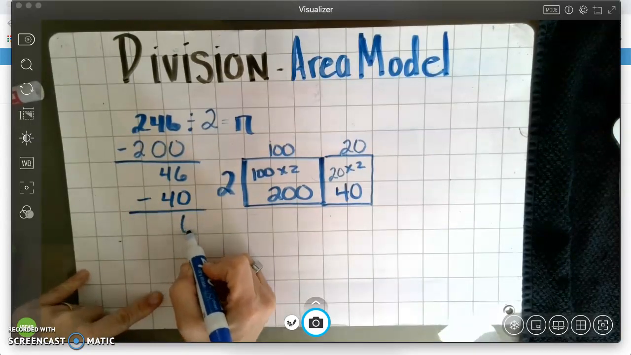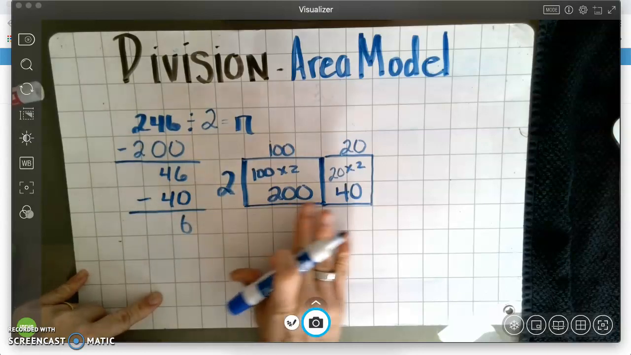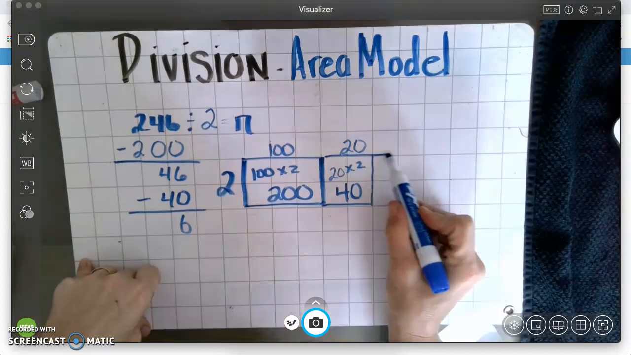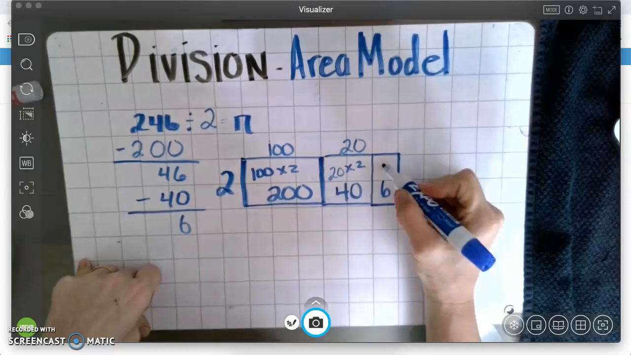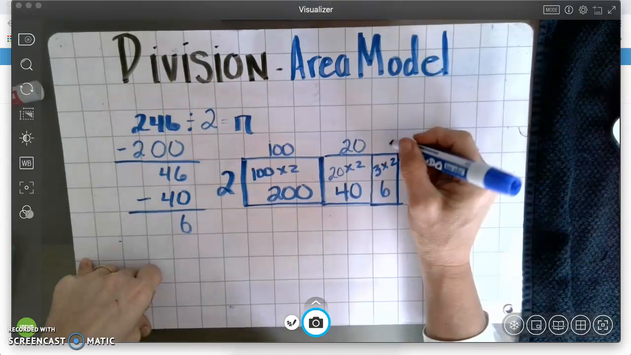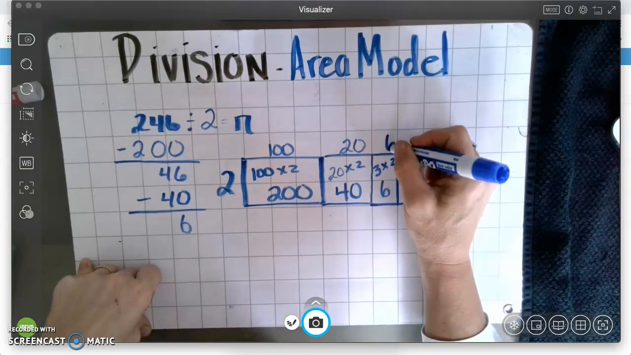So let's imagine our construction site. This is a beautiful terrace. I have 6 tiles left on the side. Well, how many groups of 2 can I use to get rid of my 6 tiles? So I need to put 6 tiles here. I need groups of 2, and I know 3 groups of 2 is going to give me 6.